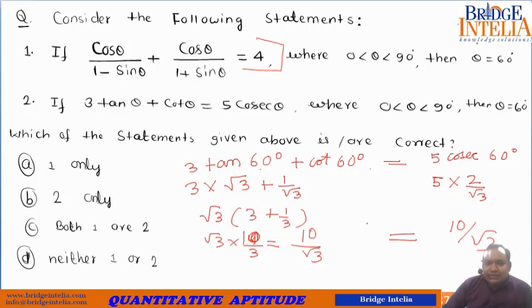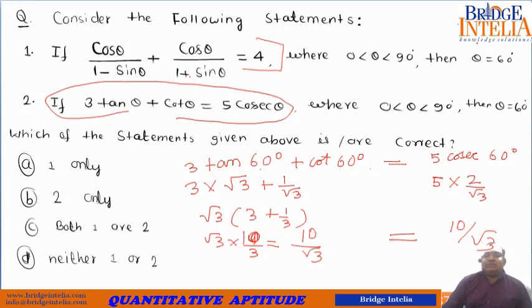So yet again you see that actually right hand side is equal to left hand side. That means second statement is also correct. So you see that first statement as well as the second statement, both the statements come out to be true. So this is the correct answer. So let's move further.